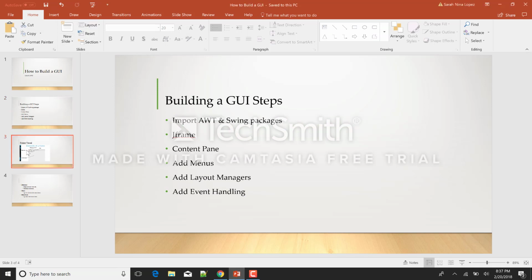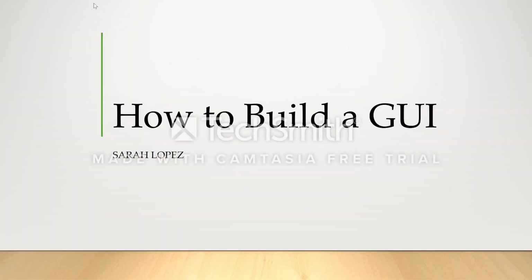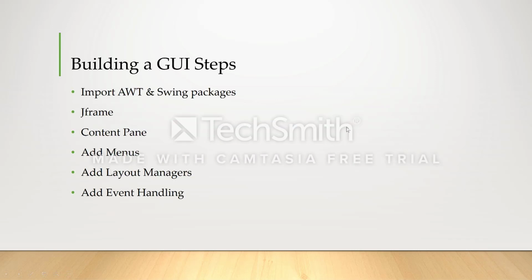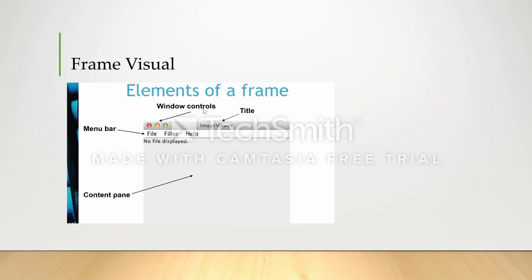I wanted to show you a visual for the frame. This picture is from Professor Mee's GUI slides. And as you can see, we have a title, Windows control, menu bar, and content pane. Specifically with regards to the menu bar, File, Filter, and Help are all menus. And if we click File and then Open, Open is a menu item.